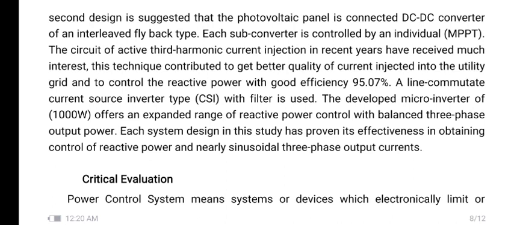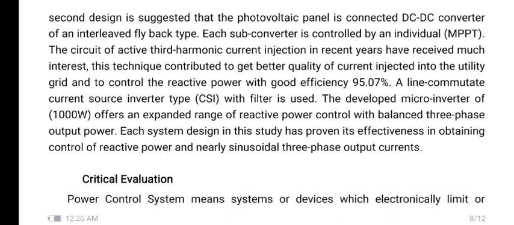Each subconverter is controlled by an individual MPPT. The circuit of active third harmonic current injection has received much interest in recent years. This technique contributed to getting better quality of current injected into the utility grid and to controlling the power with good efficiency at 95.07%. A line commutated current source inverter, or CSI, with filter is used.